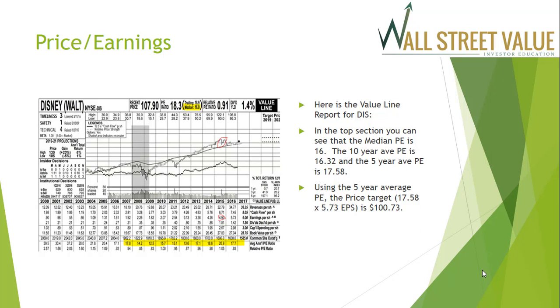You can see here at the top of this Value Line report, their average price to earnings is 16. And if we go down to the bottom here, the 10-year PE and the 5-year PE is 16 and 17.58 respectively. So using the 5-year average price to earnings, the price target, 17.58 PE, we're going to multiply that by the current earnings per share at the time, which was $5.73. That means that the target price on this stock is only $100.73.